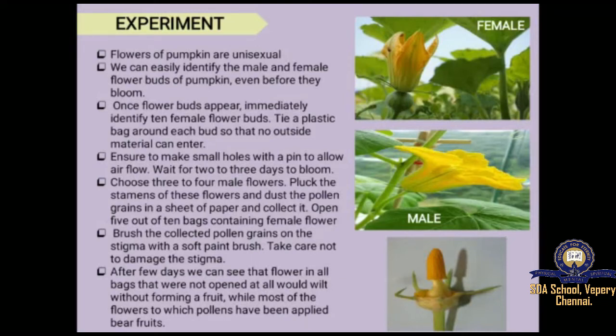Then we have tied a plastic bag around the female flower, right? So we have to open 5 out of 10 bags containing the female flower and brush the collected pollen grains on the stigma with a soft paintbrush. Take care not to damage the stigma. After a few days, we can see that the flowers in all the bags that were not opened would wilt without forming a fruit, while most of the flowers to which pollen has been applied bear fruits. So this is the experiment.